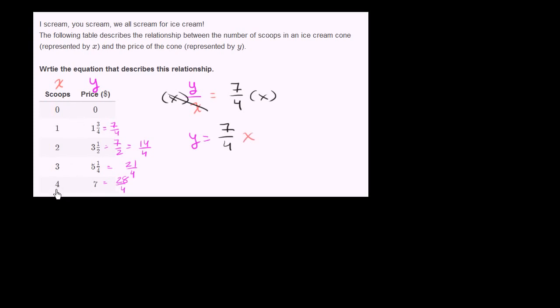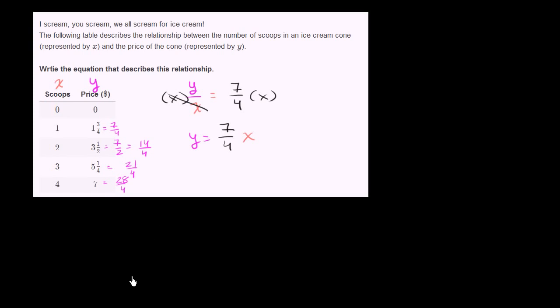And you see it here. When x is 4, 7/4 times 4 is 7. When x is 0, y is 0. When x is 3, 7/4 times 3 is 21 over 4, which is the same thing as 5 1/4. So there we go. Let me input it just to make sure we can input it right.